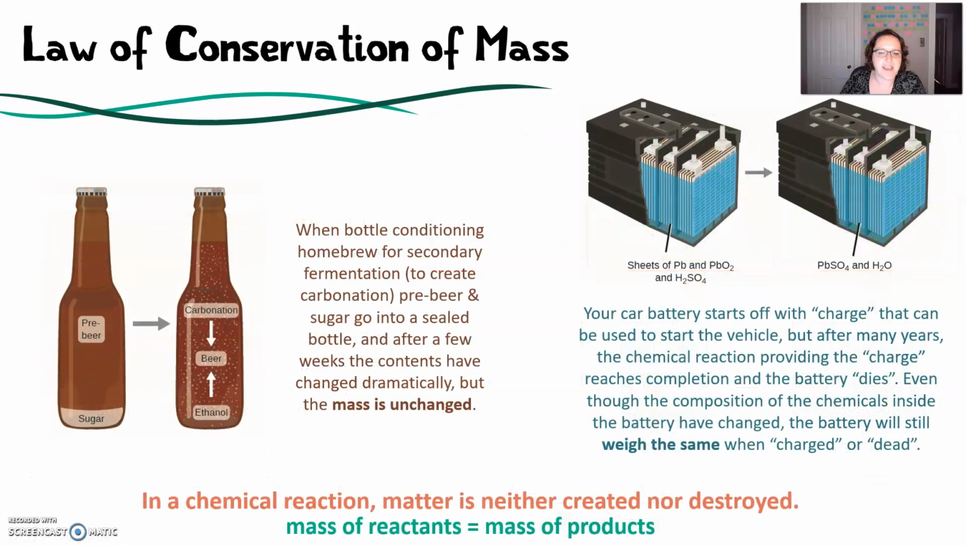Some classic everyday examples of this law of conservation of mass can be seen in the production of beer and in your car battery. In both examples, chemical reactions take place within a closed system, and the mass of the system before the reaction takes place is the same as the mass of the system after the reaction takes place.